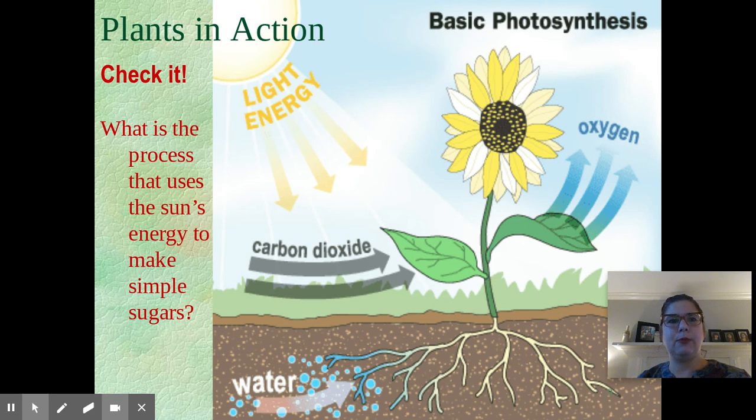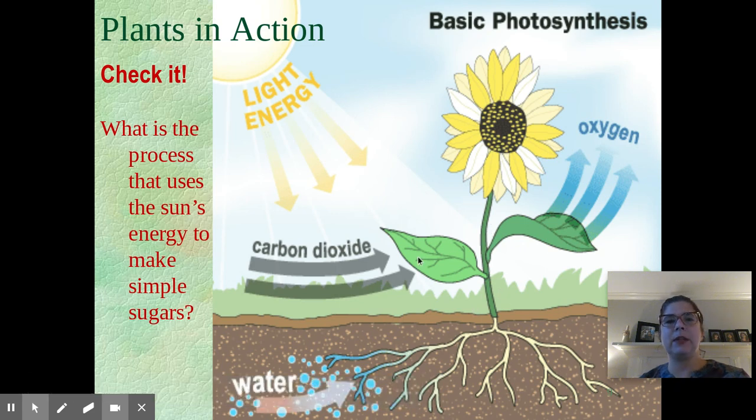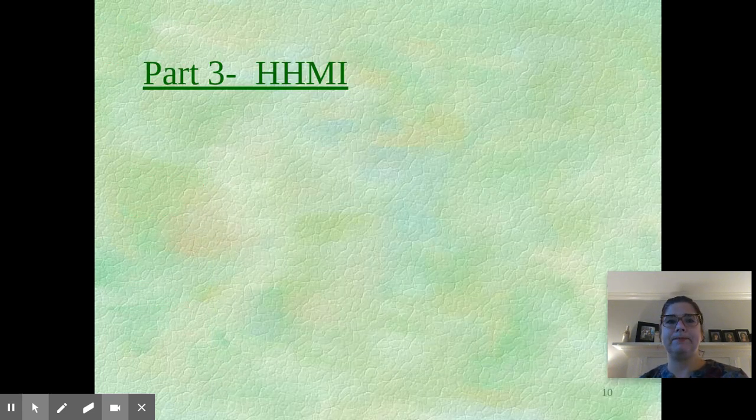So, what's this process that uses the sun's energy? It's photosynthesis. The water enters through the roots and is carried upwards. The carbon dioxide enters through little openings in the leaves, which we'll find out about. The light energy is captured by pigments also on the leaf. And then the oxygen leaves by the leaf. So as you can see, the leaves play a very important role in photosynthesis. So let's start exploring that part of it.